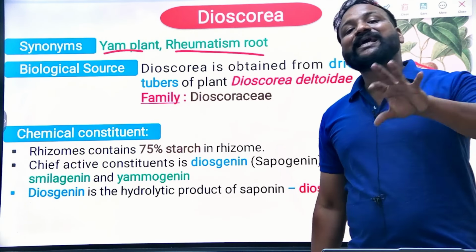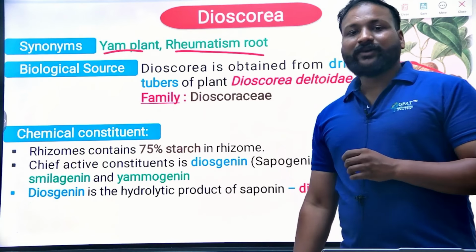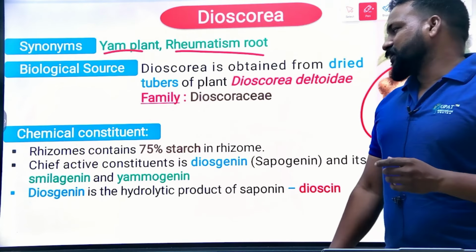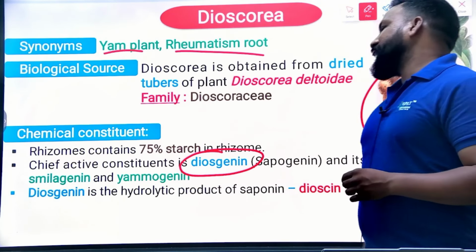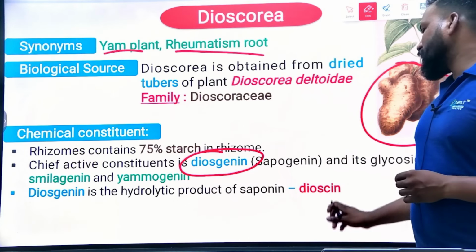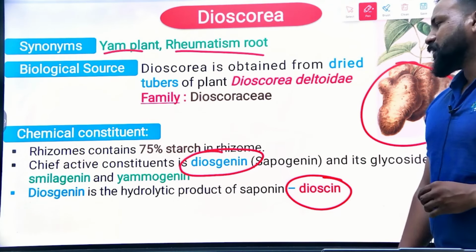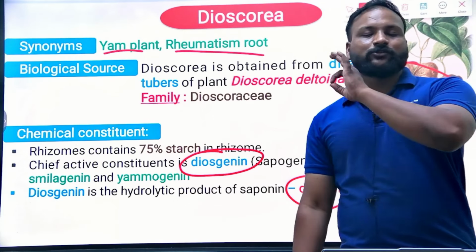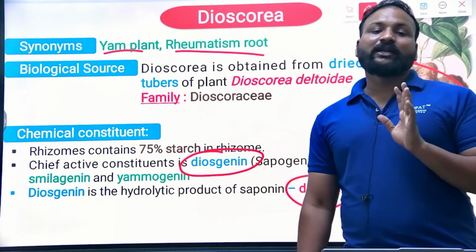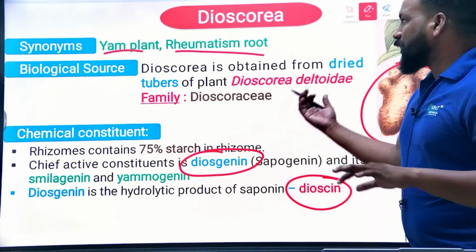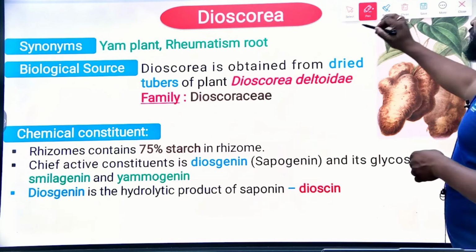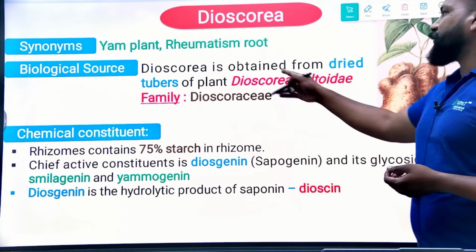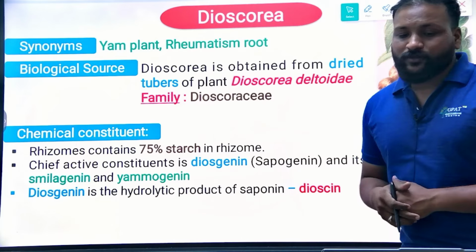Okay, dioscin, and diosgenin. But this diosgenin is mainly a precursor for the corticosteroids. Upon the hydrolysis of dioscin, we get diosgenin. Diosgenin is not at all the glycosidic moiety or sugar part of the Dioscoreaceae family. Very important, very easy. I remember the synonyms rheumatism root and yam plant.